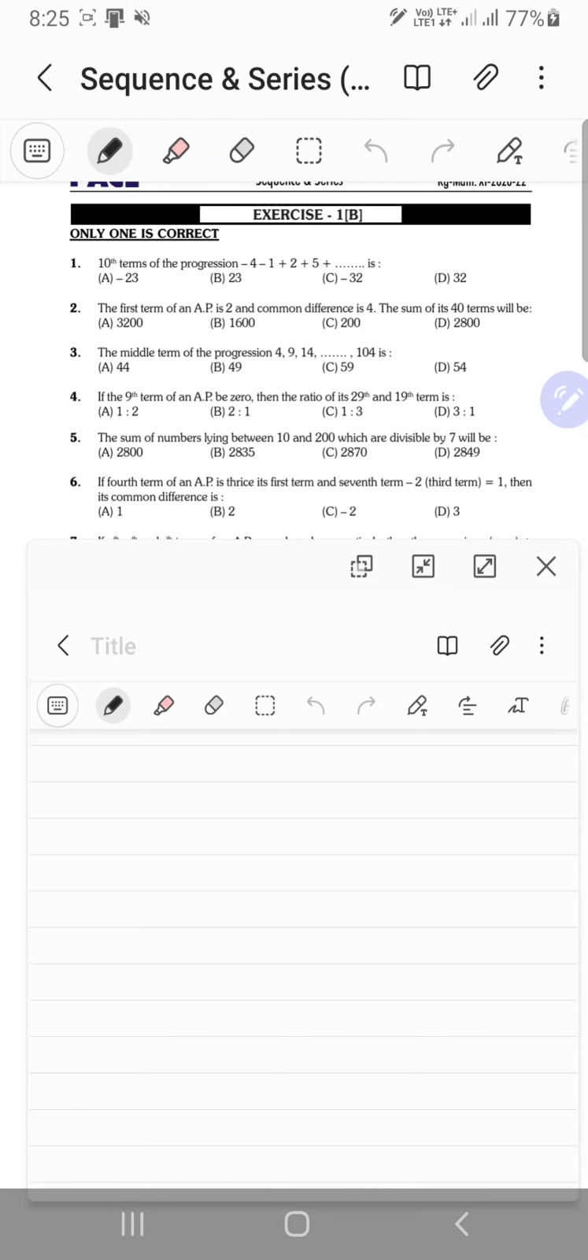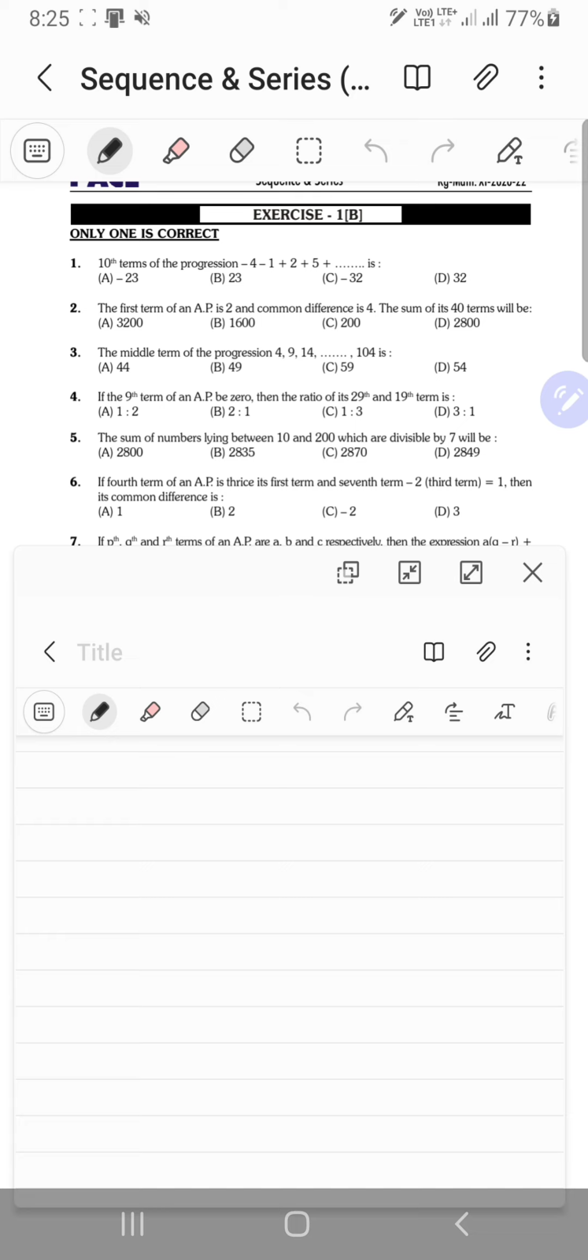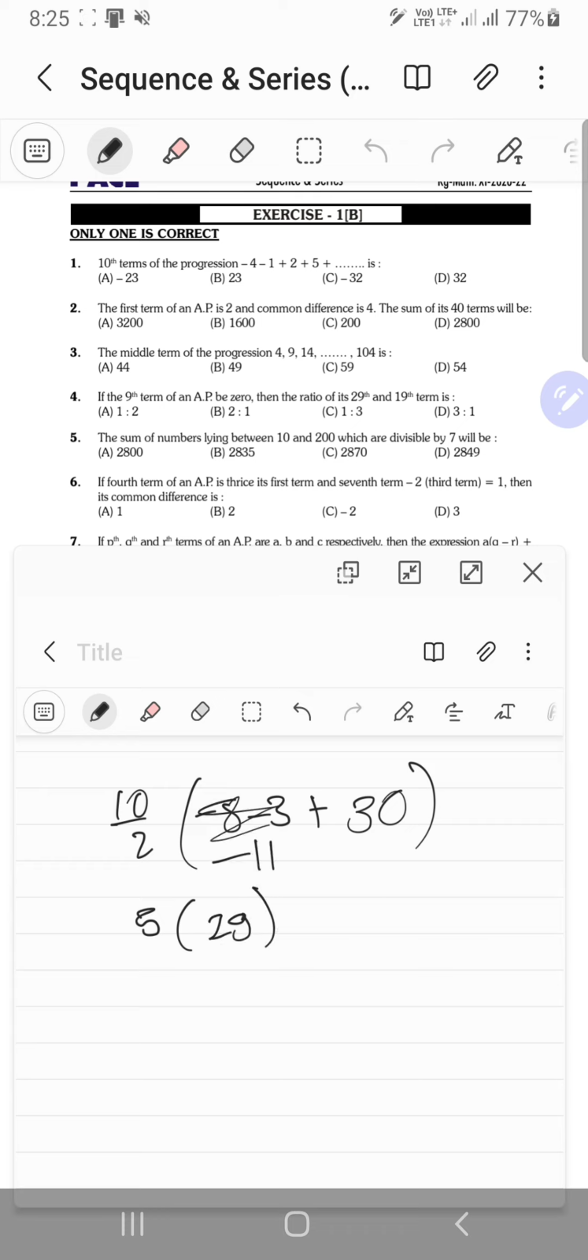The sum of 10 terms of the progression minus 4, minus 1, plus 2, plus 5, and so on. Ten terms, or you mean the sum of these 10 terms? Okay, so 10 by 2, 2a is minus 8, minus d is 3, right? Plus 30 because d times 10, which is 5 into, what's this thing, just minus 11, so 29. Oh wait, sorry, 19. Yeah, and that will be 545, which is 95.